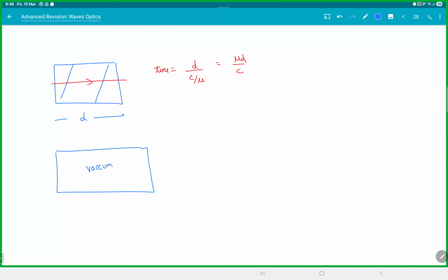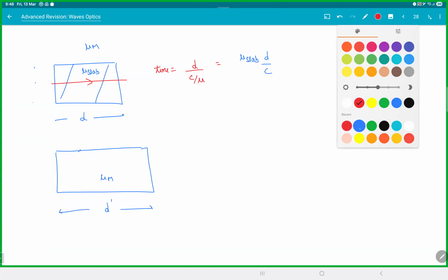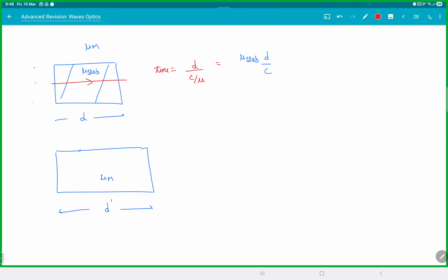Let me do even something better. Wait, this is mu slab, and let's say surrounding is mu medium. So mu slab D by C. If you want to replace this slab with the surrounding medium mu m, the time taken by the light ray must be the same. So that is the definition of optical path. If the time taken by two light rays is the same from A to B, then we say both of them have the same optical path.